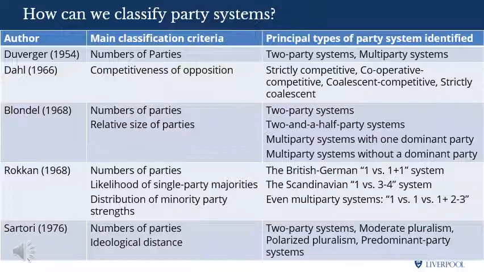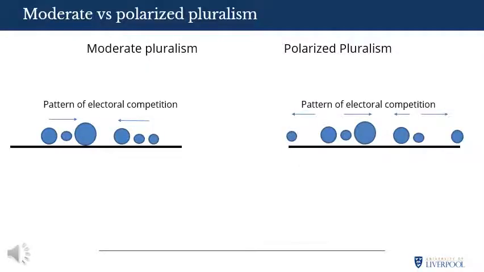Now that's not the case for the final system, polarised pluralism. And that's where there are multiple parties, but unlike in moderate pluralism, anti-system parties at the extreme compete for votes. So I've put this moderate versus polarised pluralism into some sort of graphical form, which hopefully will help with understanding.